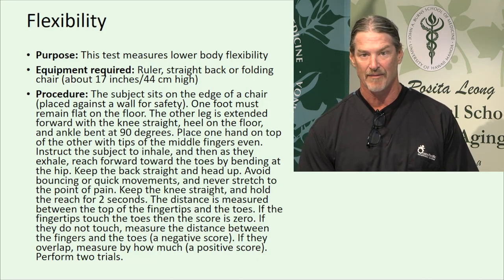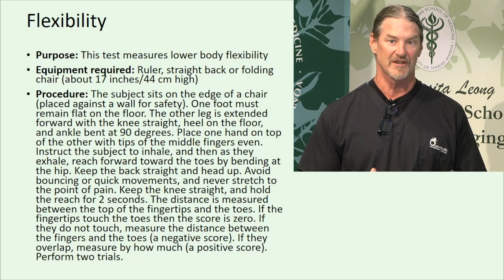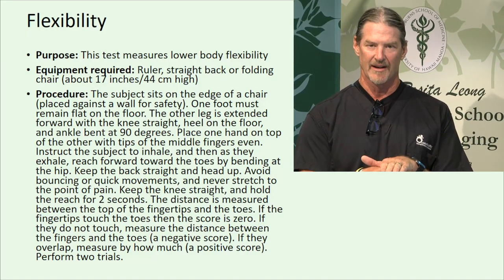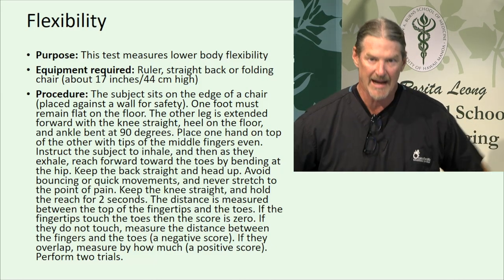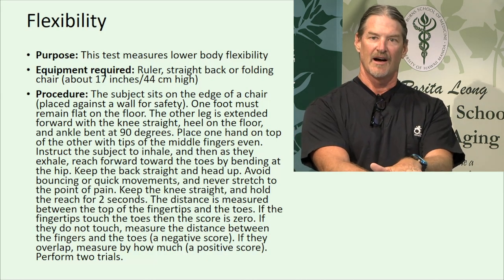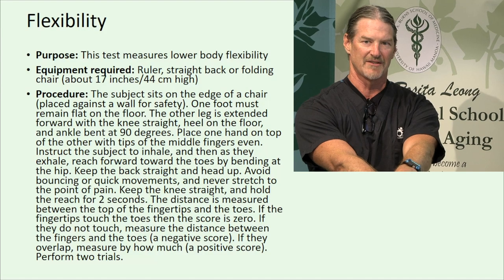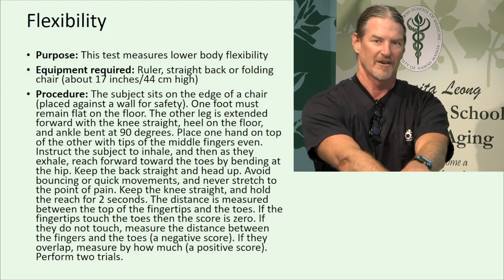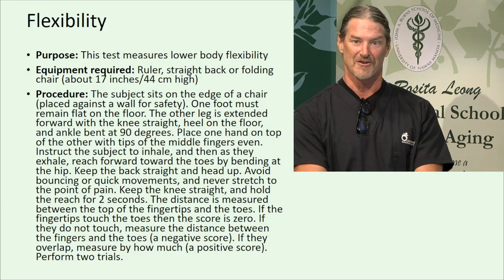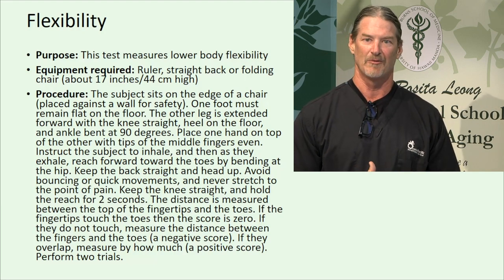So this particular test, I'm going to demonstrate here in just a minute, but basically you're going to sit down on a regular folding chair. You're going to have one leg straight and one leg bent, and then you're going to put your hands together and bend forward at your hips, not your back, and reach as far as you can towards your toes. So your goal is to either reach your toes or surpass your toes, and then that's what we're going to measure. If you make it to your toes, you're going to measure zero. If you are 2 inches past your toes, you'll get a score of two. If you don't make your toes and you're 4 inches away, then you will get a negative four. So that's how you score it. So I'm going to demonstrate that, and then we'll look at the results.